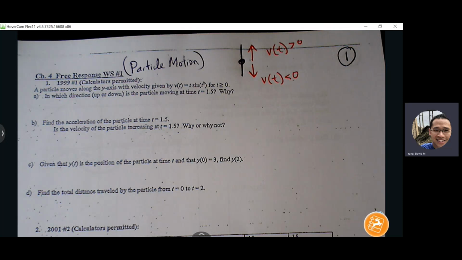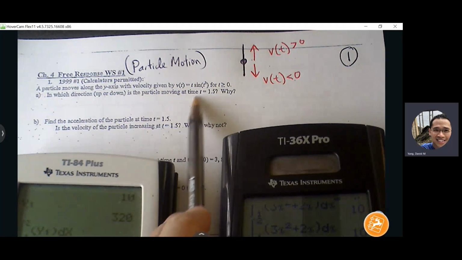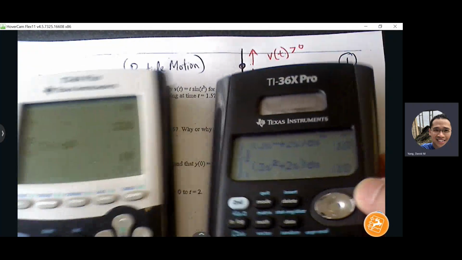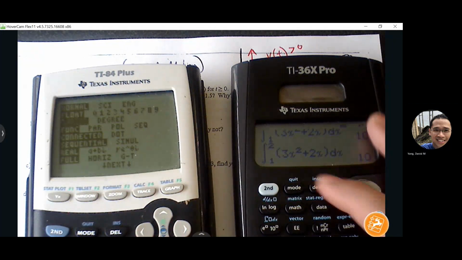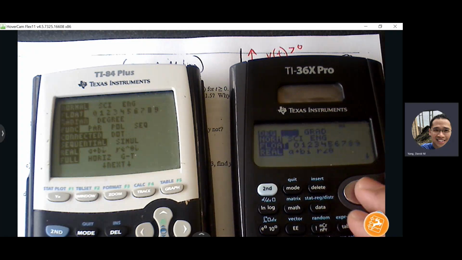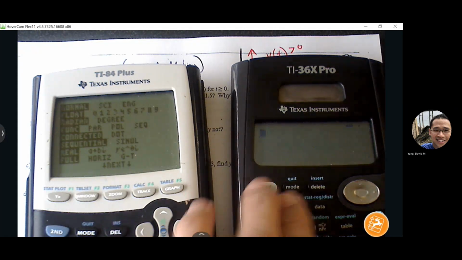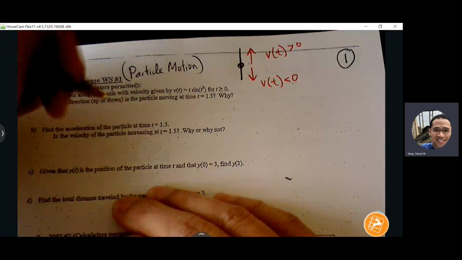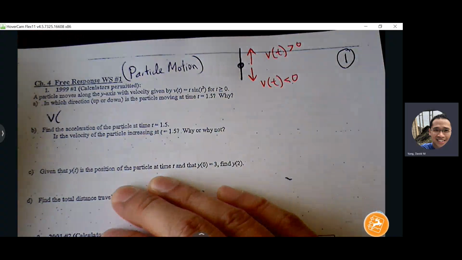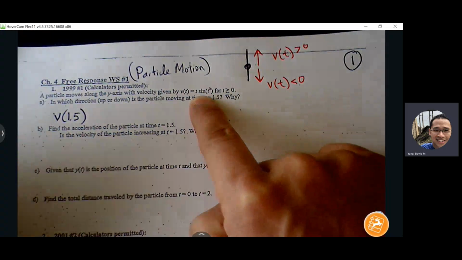So make sure that you are in radian mode. Anytime you're dealing with trig, you always want to be in radian mode. In fact, on the AP exam, you should always be in radian mode, never in degree mode. So if you go to mode, make sure you highlight radians. Okay, so we're just going to plug this in, right? Because we know that v of 1.5. So no derivative, no integrals involved here. We just are directly inserting into the velocity function.